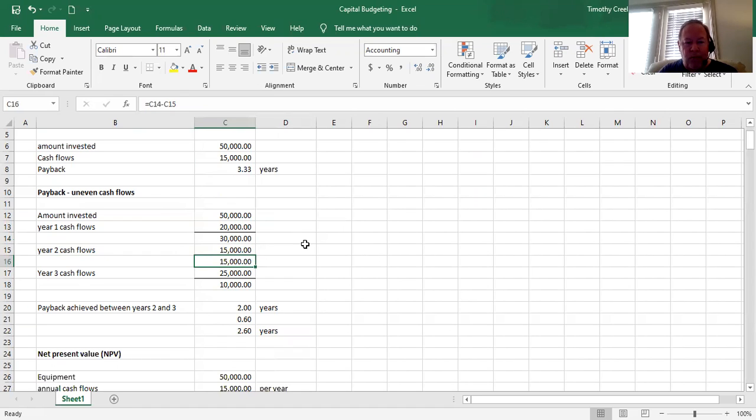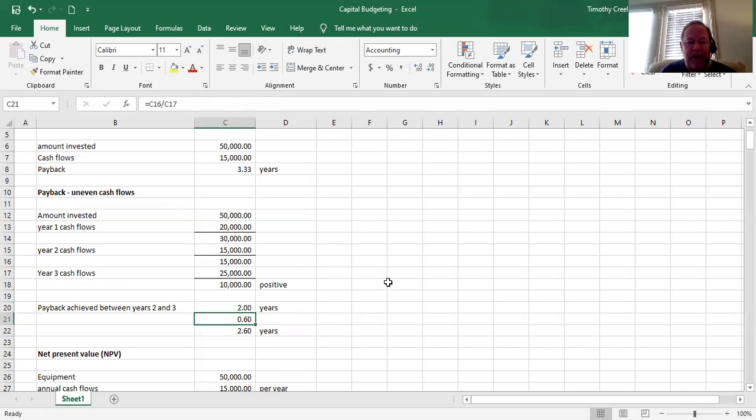And in the third year, we bring in 25,000 in cash. So we have a positive, basically 15,000 in cash after 3 years. So somewhere between years 2 and 3, payback was achieved. Now, if we want to find out exactly when it was achieved, then we would start with 2 years because it was somewhere between years 2 and 3.